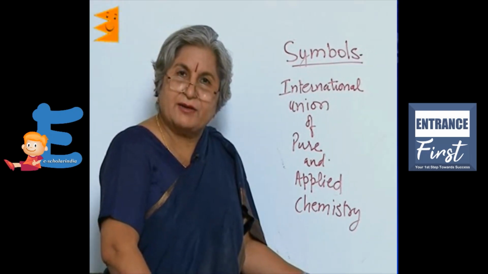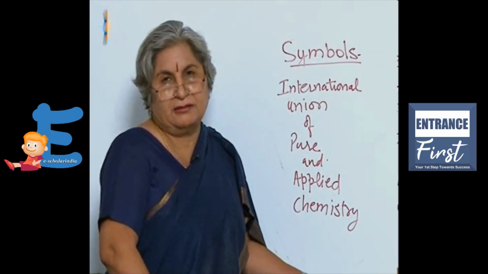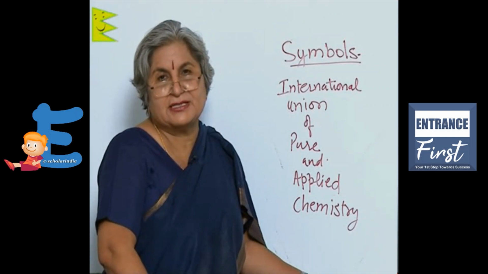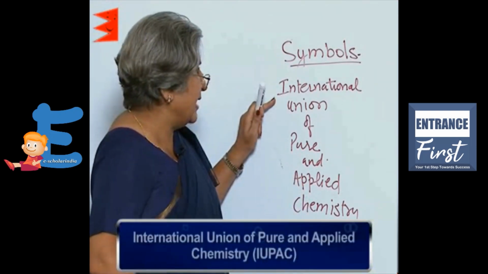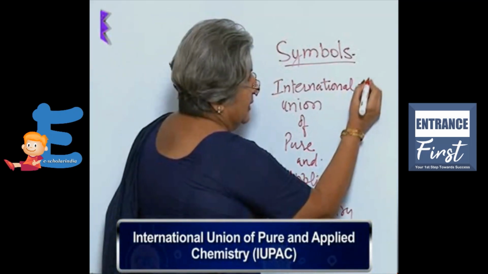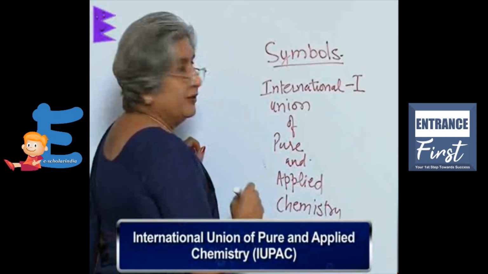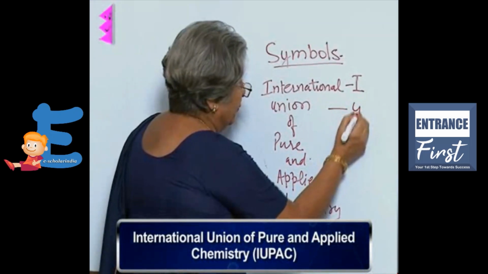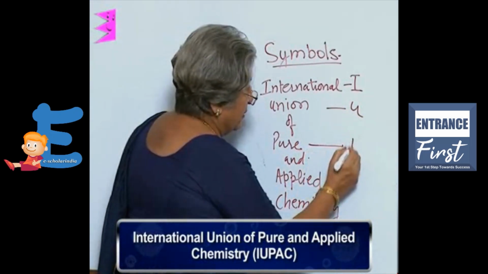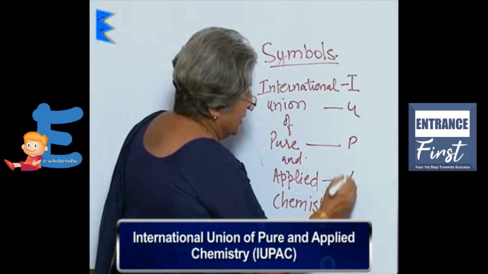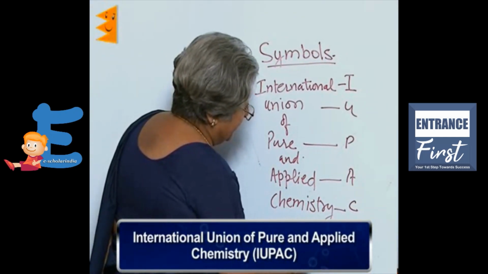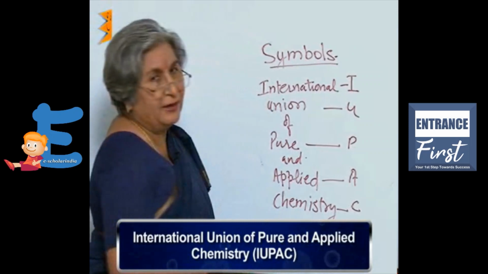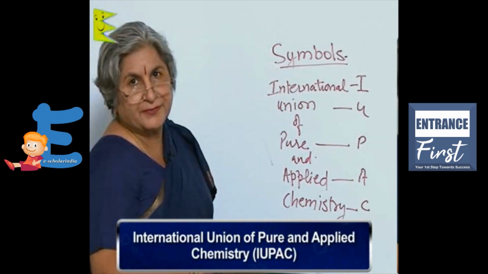Now, can we create our own symbols? We can't, because they will not be universally acceptable. For that, there is a body called the International Union of Pure and Applied Chemistry. So, IUPAC is an international body which approves the symbols.